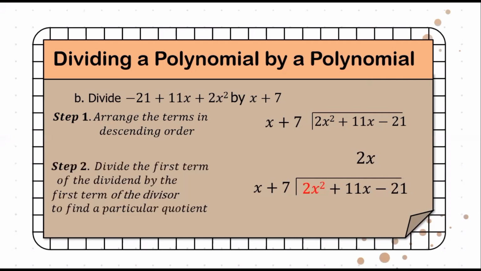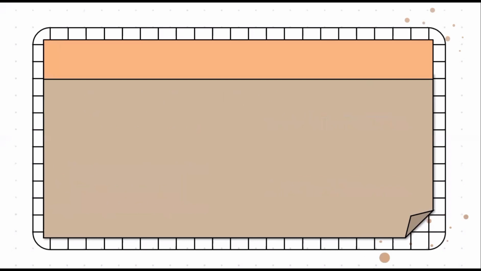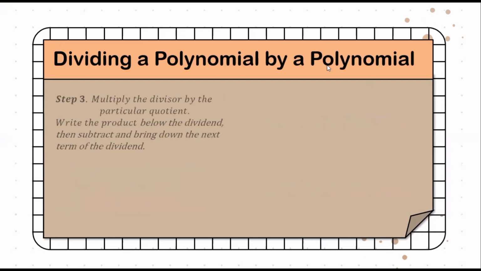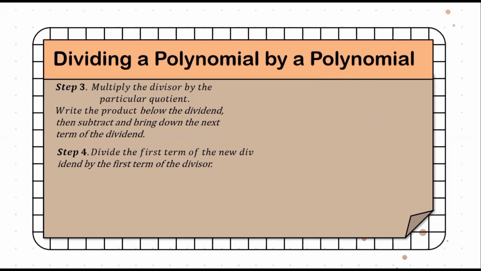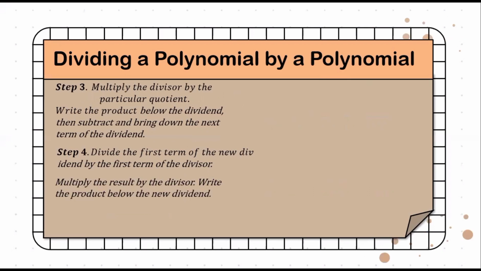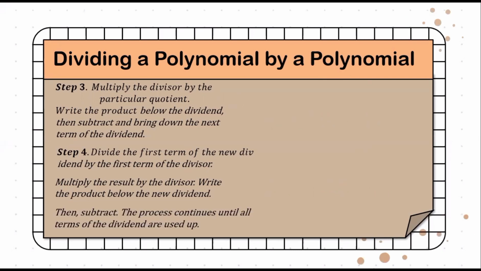Next, we now have step 3. Multiply the divisor by the particular quotient and write the product below the dividend. Then subtract and bring down the next term of the dividend. Next, after that one, you have to divide the first term of the new dividend by the first term of the divisor, and then multiply the result by the divisor, write the product below the new dividend, then subtract. And then the process will always continue until all terms of the dividend are used up.